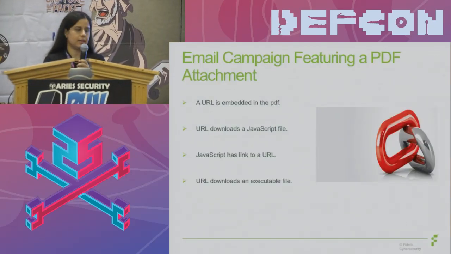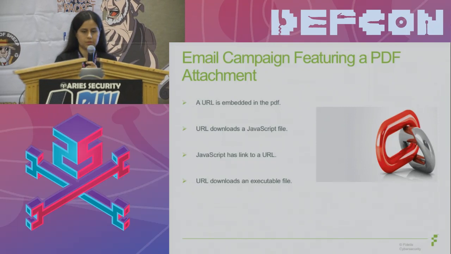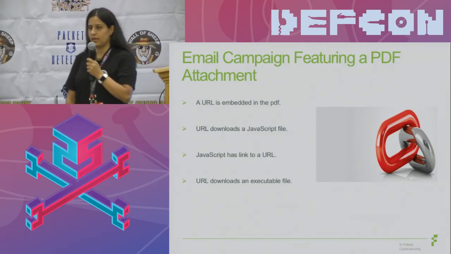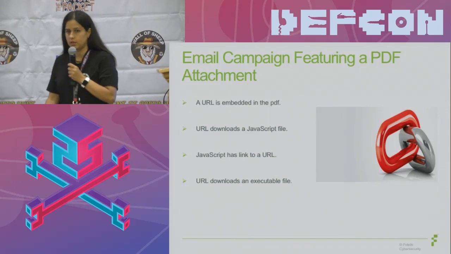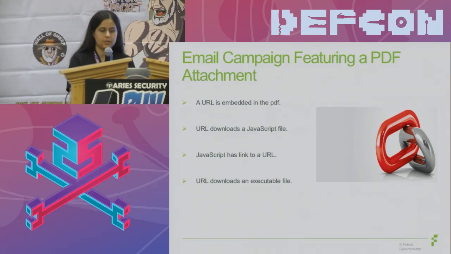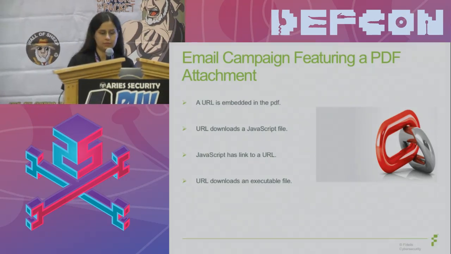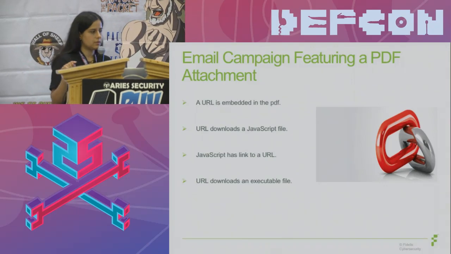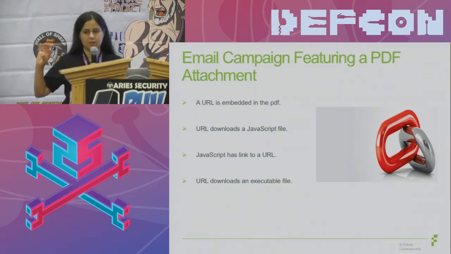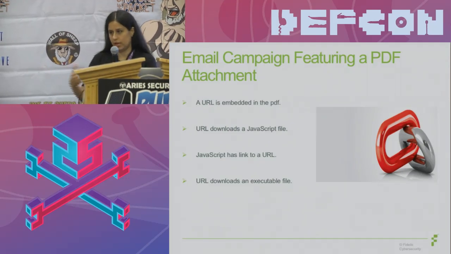There was actually an email campaign going on, sending PDF attachments, and none of the AV engines were able to detect it. When it was analyzed, we found out that there is a URL list embedded in the PDF file. The URL downloads JavaScript. JavaScript has a link to a URL. That URL downloads another executable file. So it's just like a chain, right?